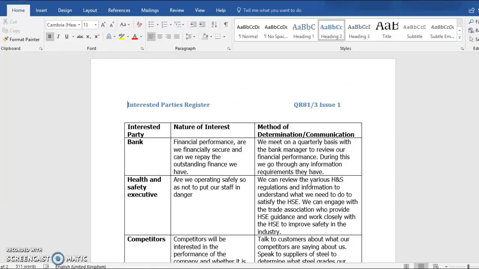Hi, so in this video we're going to be looking at interested parties and trying to work out exactly what they are and how you go about determining them.